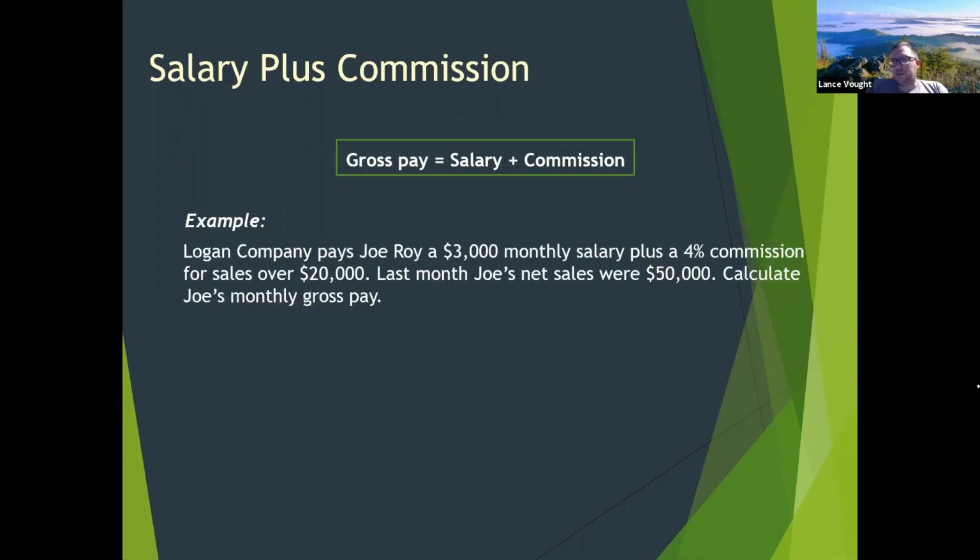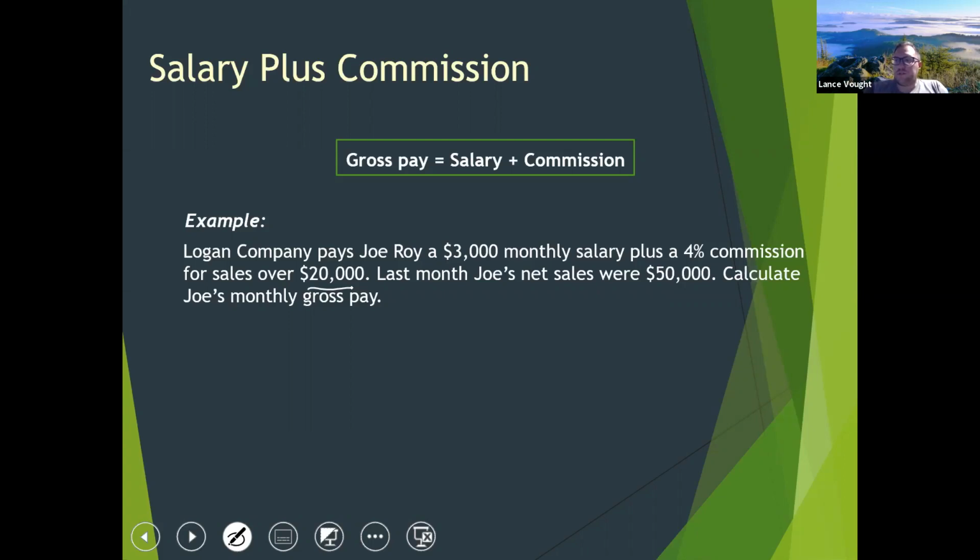So if Logan Company, I guess they've got a lot of employees and they pay them a bunch of different ways, but it's good for our class, I guess. Logan Company pays Joe Roy a $3,000 monthly salary plus a 4% commission for sales over 20,000. Last month, Joe's net sales were 50,000. So calculate Joe's monthly gross pay.